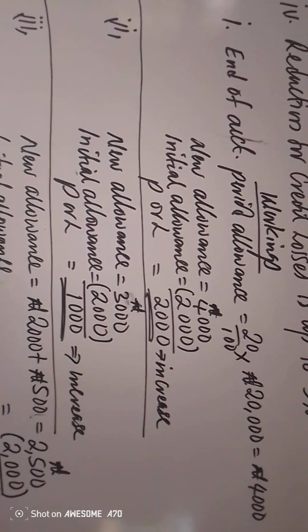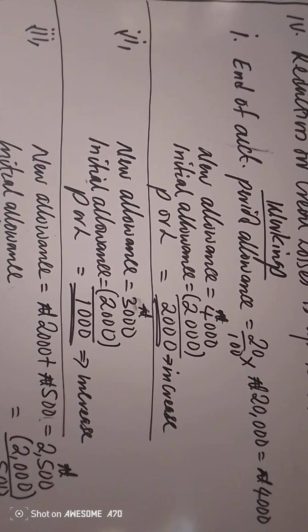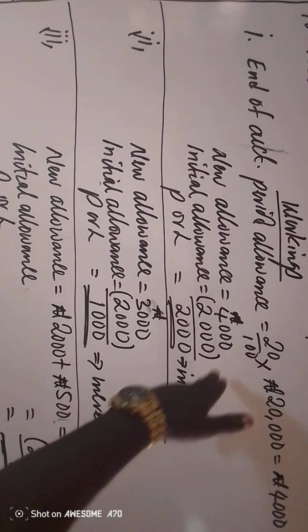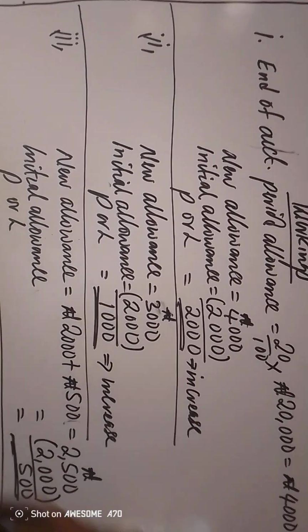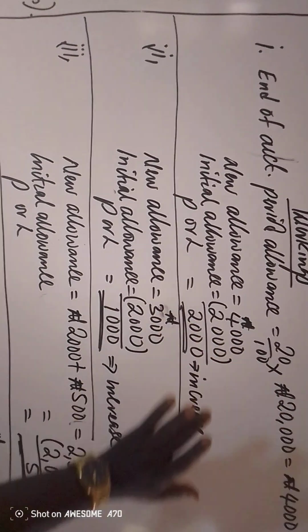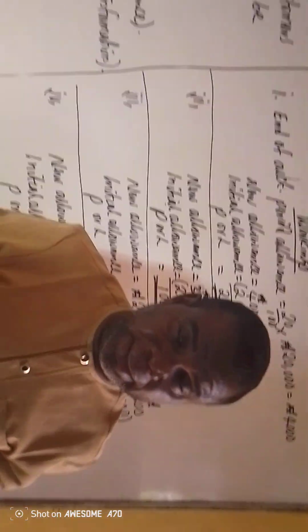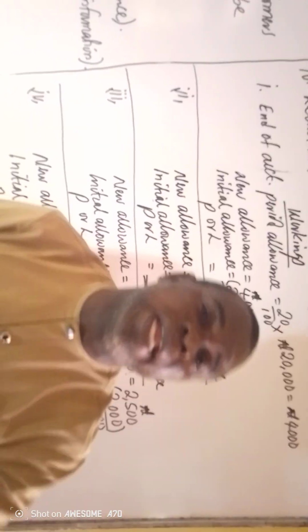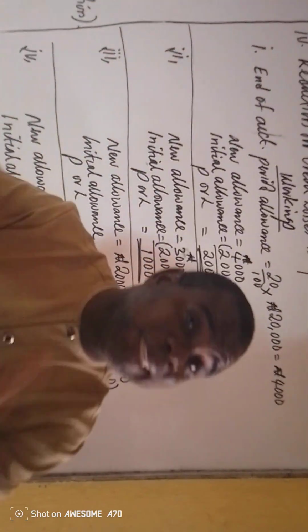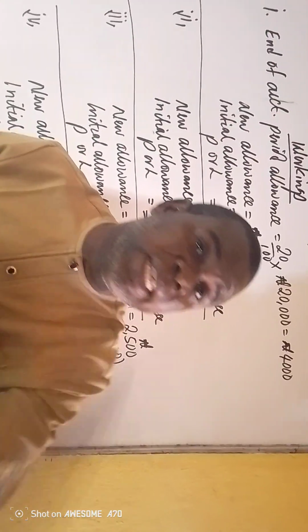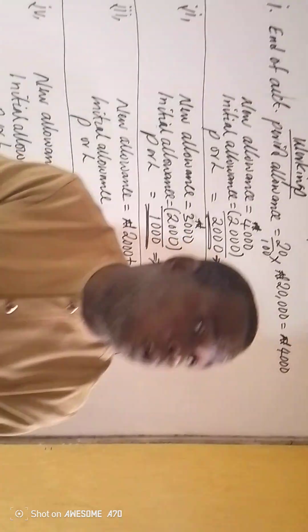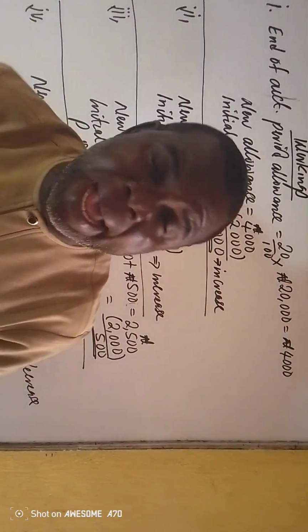I should tell you that based on the nature of the collection, the allowance has increased from 2,000 to 4,000 and the increase becomes 2,000. Mind you, it is this increase that is treated as operating expenses, not the initial or the end of accounting period. No, it is the increase. The initial was 2,000, the current was 4,000. There's an increase of 2,000.